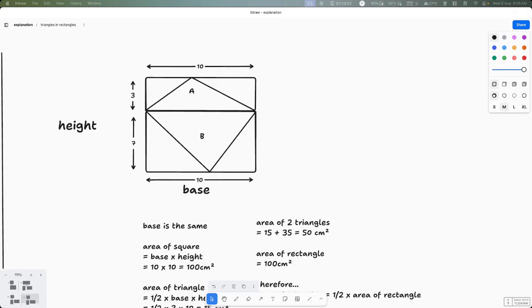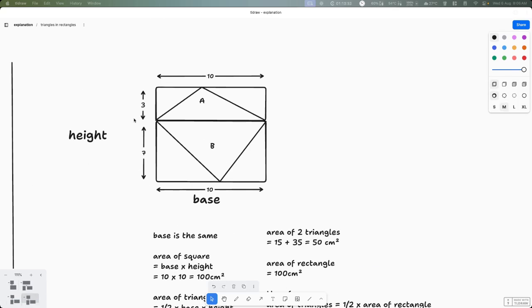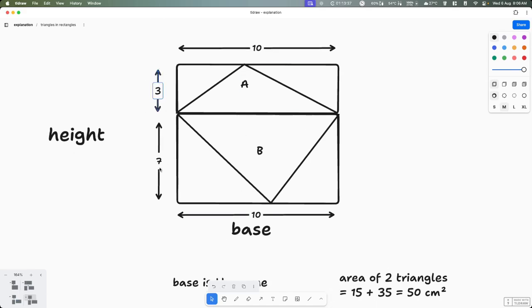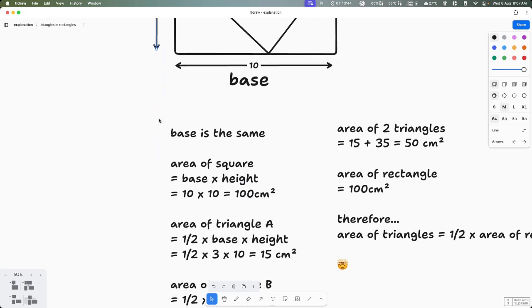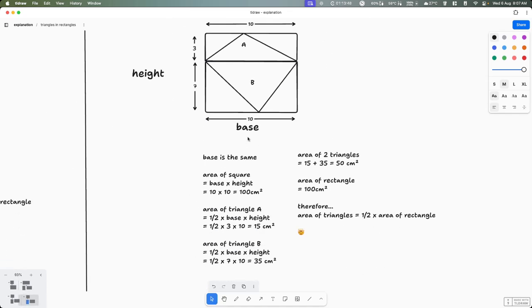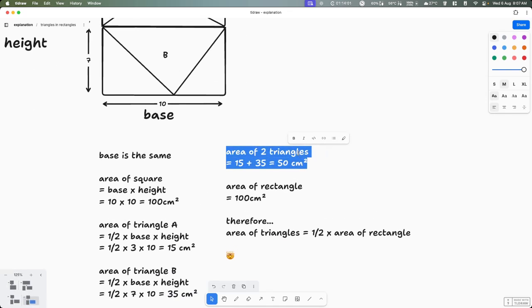But let's say the height is different and the base is the same, because we want to make it a bit constant. But the height, let's make it 3 and 7. Even more odd numbers. If you were to calculate, the area of triangle A is basically half times 3 times 10, so this becomes 15 centimeters square. And the area of triangle B is half times 7 times 10, which is 35. And when we combine these two areas together, it is 50 centimeters square.